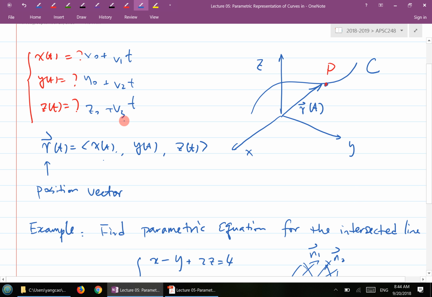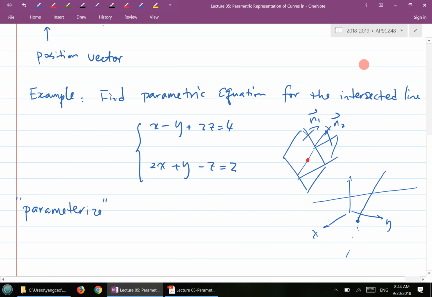And v3 could be as simple as 1, because you can always scale these values. So basically z of t could be just t.